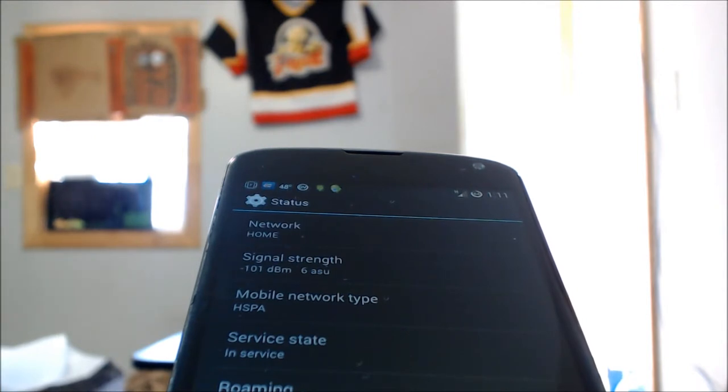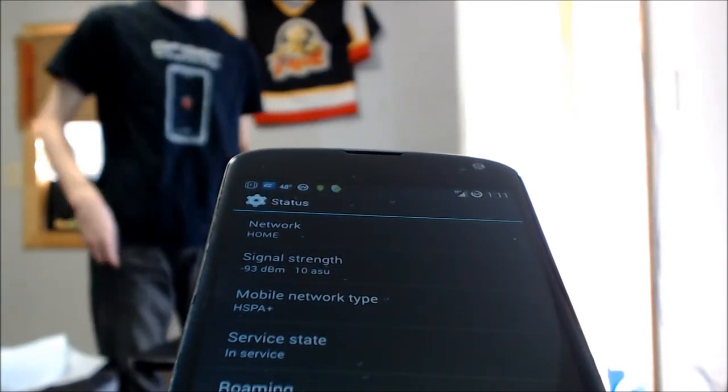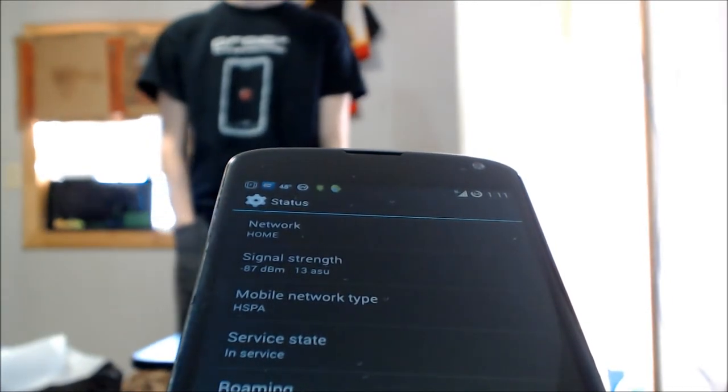Alrighty. Plug it into the wall again. So we're at 101 currently. 99. See if it goes down under 97. If it gets under 97, then I think I'd be happy with it. 93. 87. There we go. Okay, so moving it across the room did help.